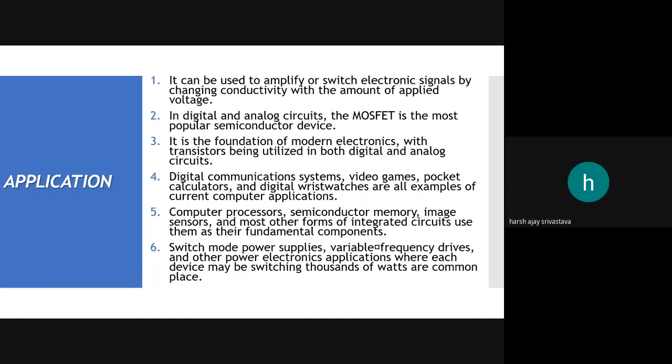And the last point is that switch-mode power supplies, variable frequency drives and other power electronics applications, where each device may be switching thousands of watts, are commonplace in MOS modeling. So these are the basic applications of MOS modeling.